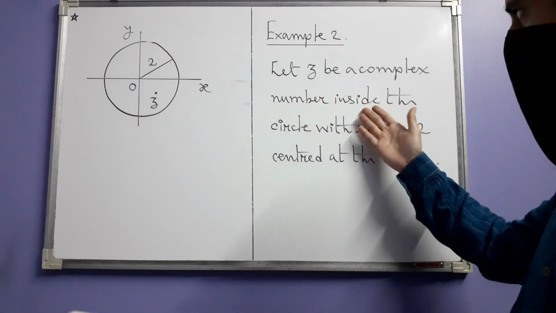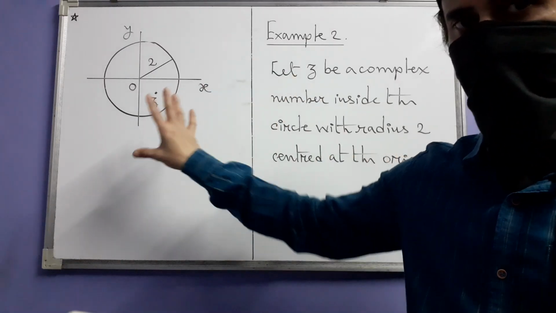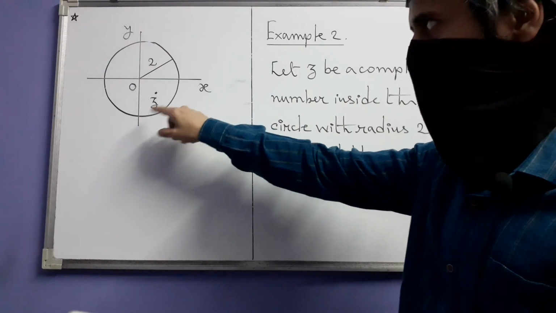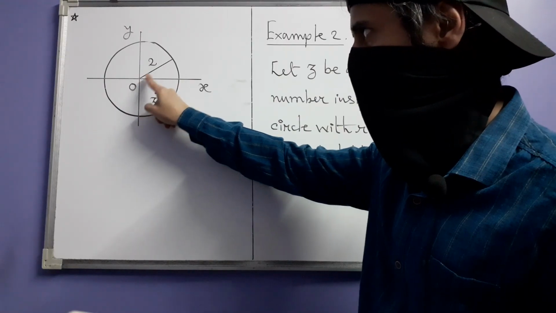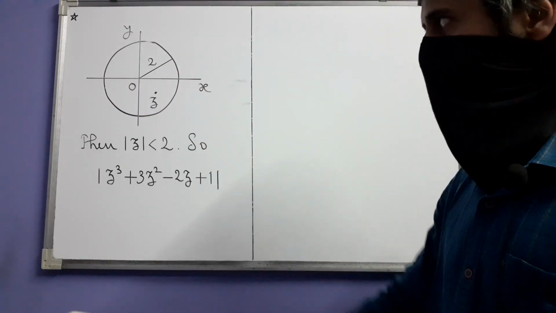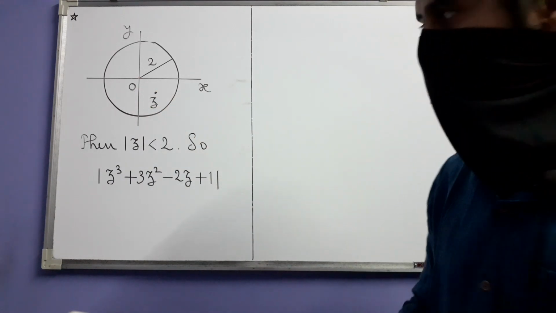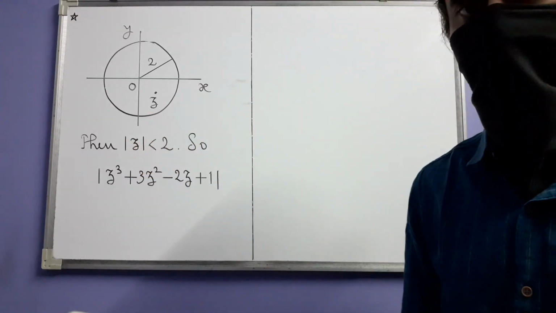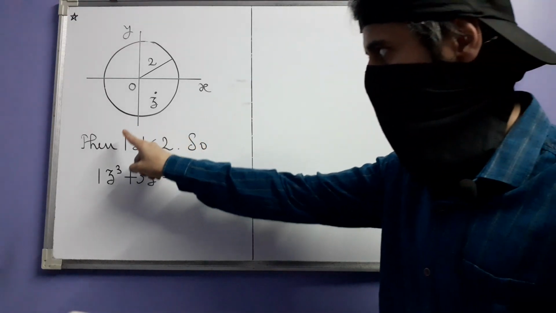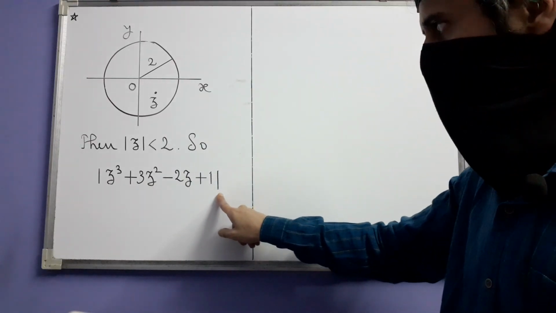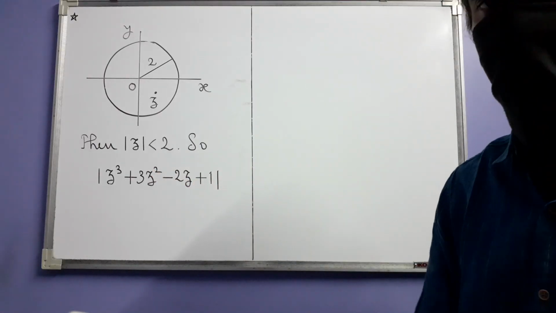Let z be a complex number inside the circle with radius 2, which is centered at the origin. So this is in the complex plane. Say the complex number z is somewhere inside this circle, whose center is at the origin and whose radius is 2. Then the distance of the point representing z from the center will be less than 2, which is nothing but the absolute value of z. So that should be less than 2. Now the question is: can we use this to say something about the absolute value of this complex number, z cube plus 3z square minus 2z plus 1?